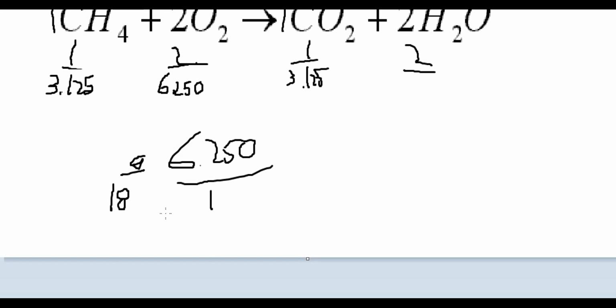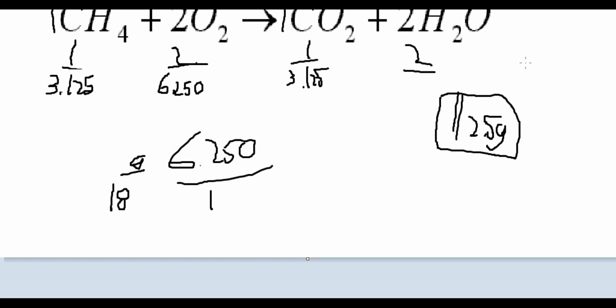So let's do the math again. It's as simple as this, guys. 18 times 6.250 is going to be 112.5 grams. It's as easy as that. And that's how to find pretty much anything in an equation.